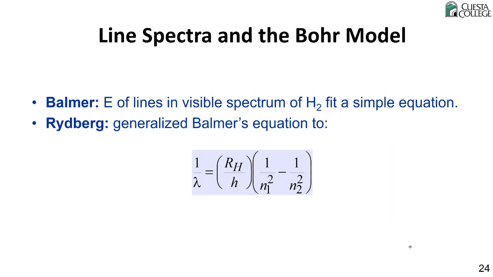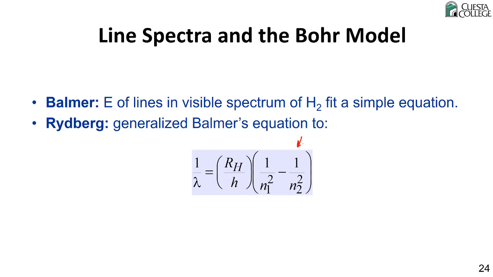A couple of guys came along and tried to figure out how they could relate the wavelengths of light in the spectra of different elements to simple equations. Balmer came along first, and he wrote an equation just for the spectrum of hydrogen. But then Rydberg came along and generalized Balmer's equation to try to fit numerous elements. And the equation is pretty simple. It's this equation here on the screen.